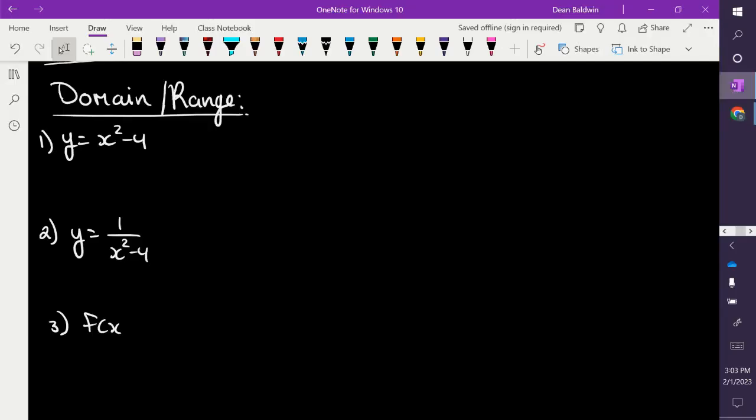All right, domain and range. First one there, x squared minus 4. What does that graph look like? Let's talk about the graphs too. It's called a parabola. Parabola shifted 4 units down? Yes? Because it's a quadratic? Opens up? Yes? Okay.